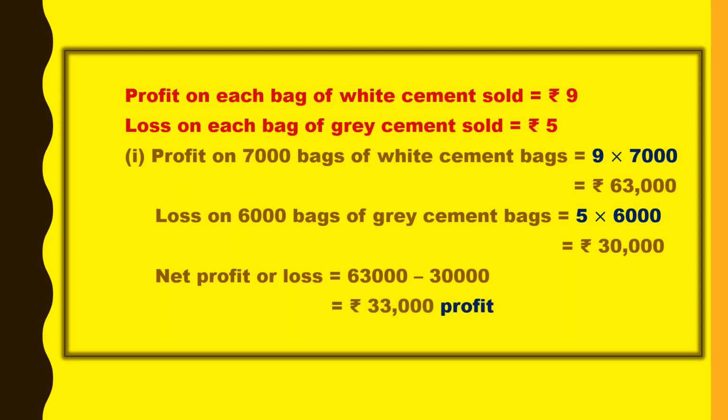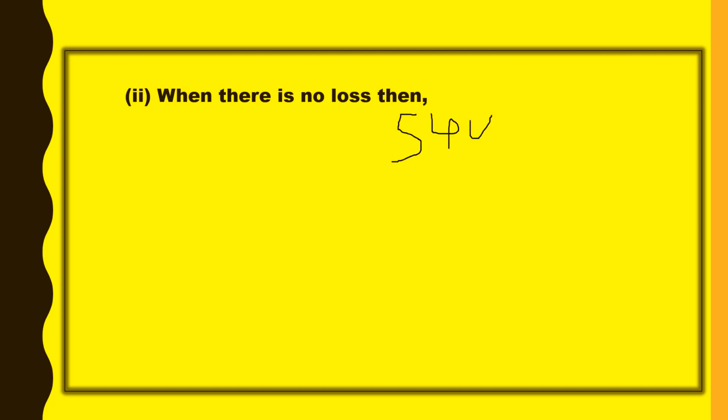Okay, so let us solve the next condition. Our next question is that there should be no loss. Means the company should have no loss and should not be in profit for selling the 5,400 bags of grey cement. Okay, here I'll tell you one example, children.